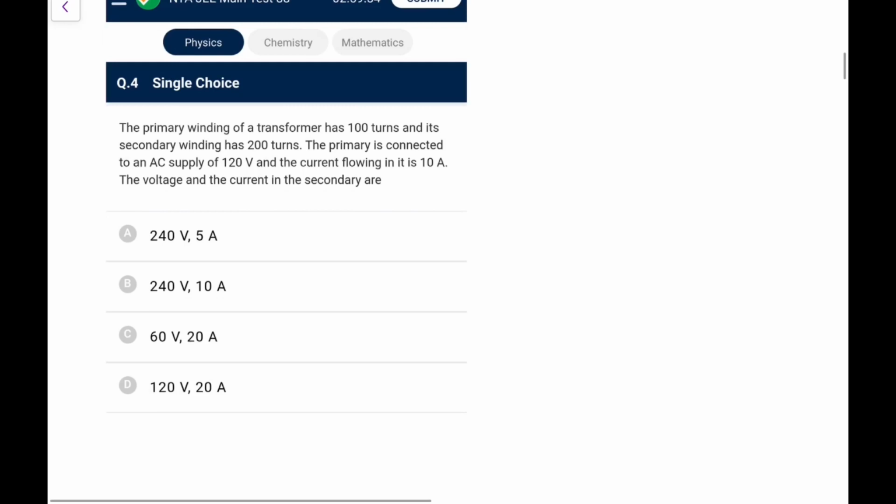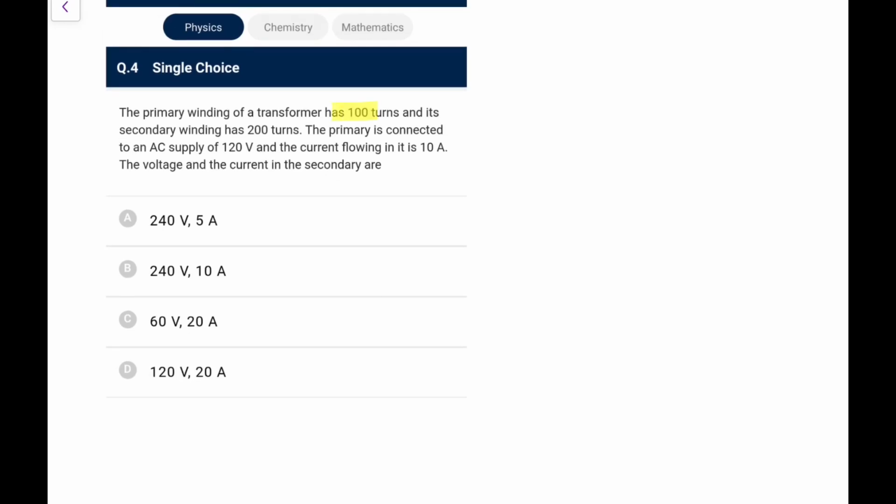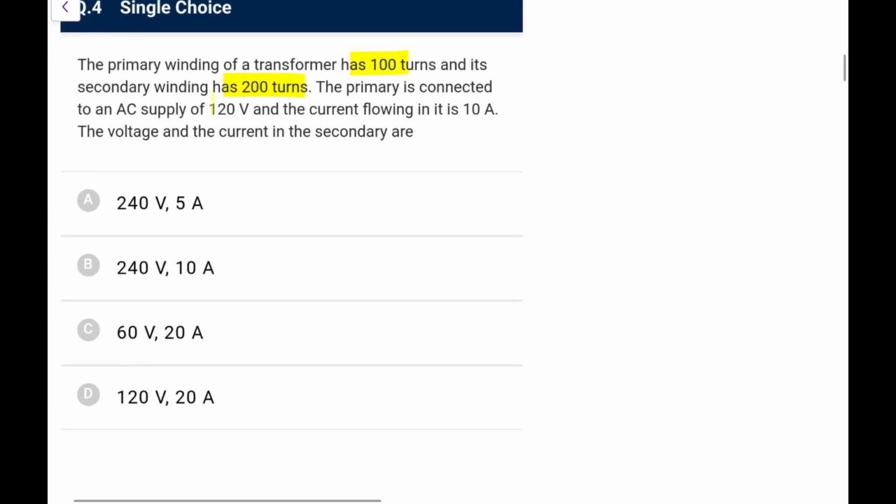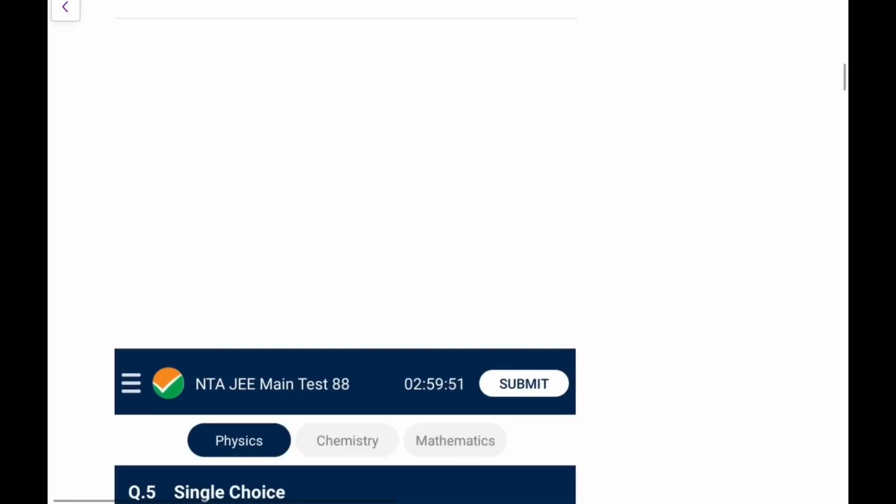Next, the primary of a transformer has 100 turns, the secondary has 200 turns. The primary is connected to AC of 120 volts, the current flowing in it is 10 amperes. Find the voltage and current in the secondary. This question perhaps came yesterday in NEET or JEE Main. Turns are doubled, so 120 will double, that is 240, and since voltage is doubled, current will be half, so 240 volts and 5 ampere will be the answer.